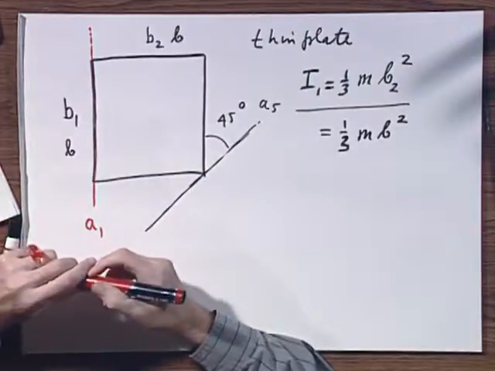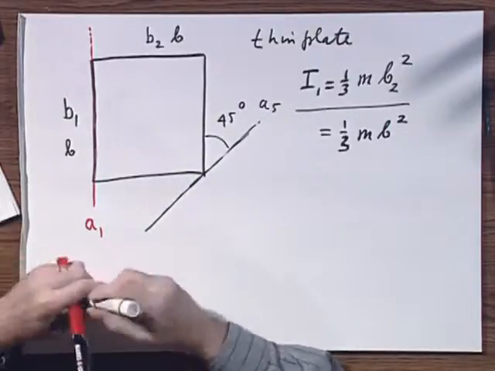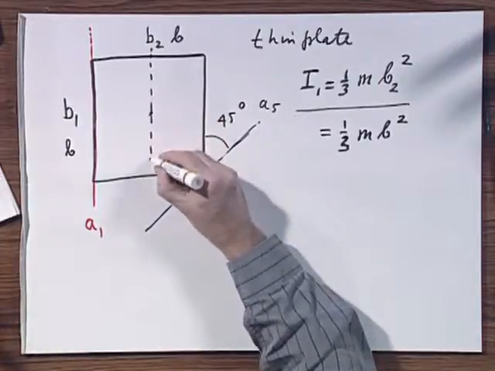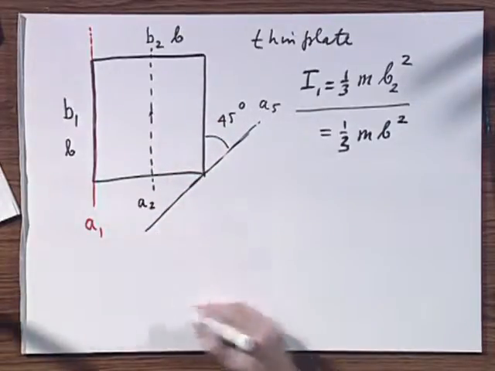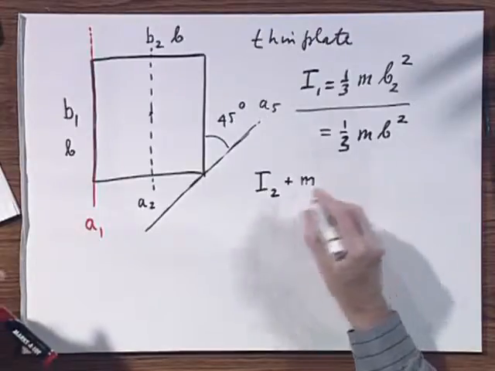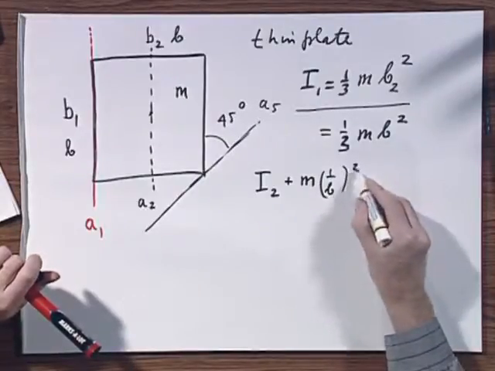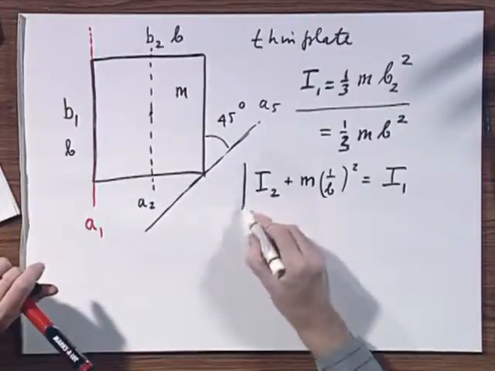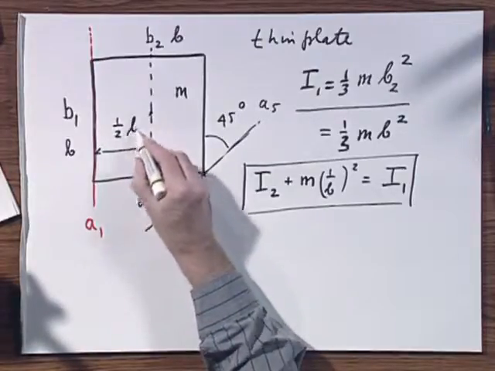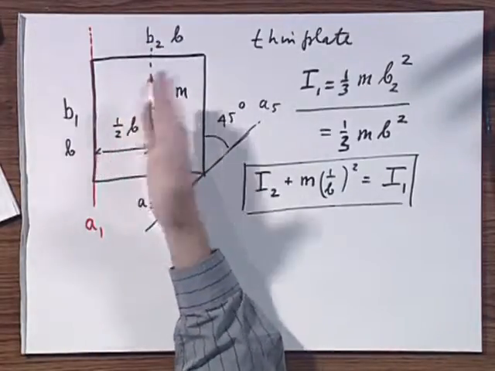Well, I'm first going to use the parallel axis theorem. And I'm going to move this axis to a parallel line right through the center of mass. And let's call this one A2. Then it should be immediately obvious that I2 plus M, where M is the mass of this plate, times (1/2 B) squared must be I1. This is the parallel axis theorem, because the separation D equals 1/2 B. So here you see your D squared. So now we know what the moment of inertia is for rotation about this axis when it rotates like this.